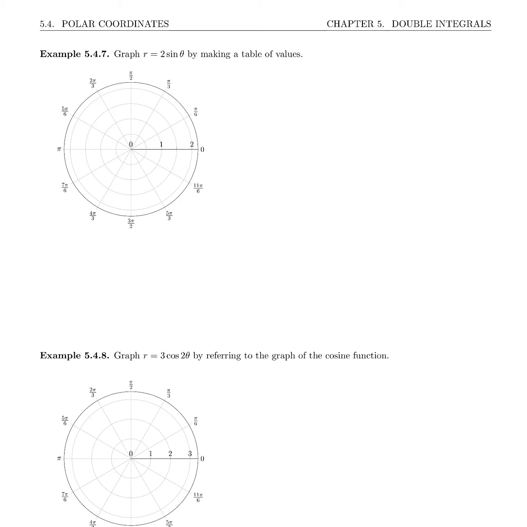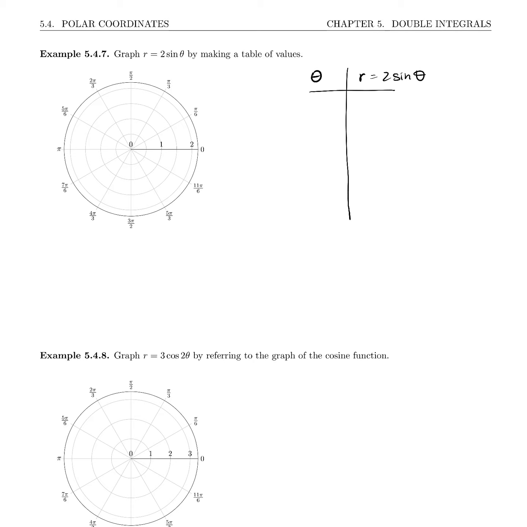Hey, we're at example 5.4.7, where we're asked to graph the curve r is equal to 2 sine theta, so that's the form r is a function f of theta, by making a table of values. So we're given a nice polar graph paper here. So let's make a table of values to get a handle on what that curve looks like. Our theta is our independent variable, our r, which is 2 sine theta, is our dependent variable. So our table of values will look like this.